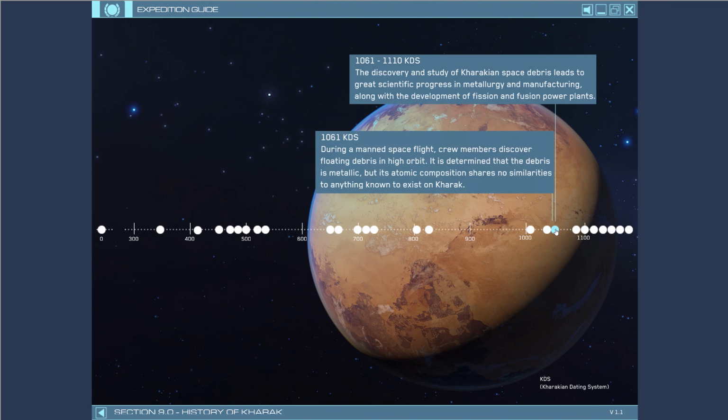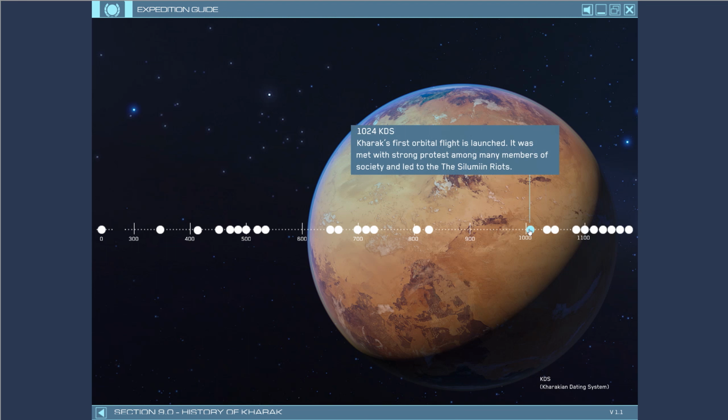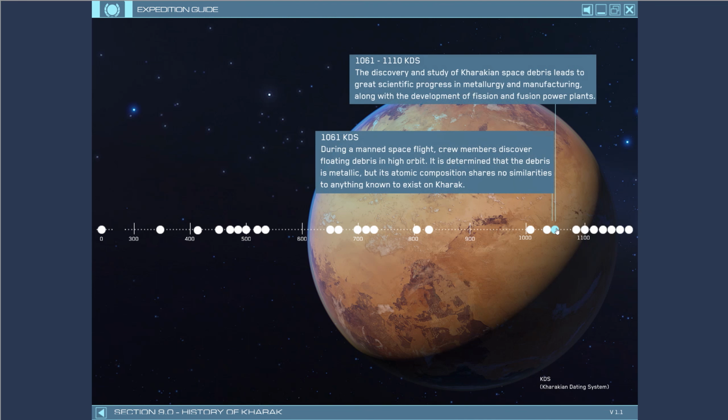In 1061, during a manned spaceflight, crew members discover floating debris in high orbit. It is determined that the debris is metallic, but its atomic composition bears no similarities to anything known to exist on Kharak. From 1061 to 1110 KDS, the discovery and study of Kharakian space debris leads to great scientific progress in metallurgy and manufacturing, along with the development of fission and fusion power plants. Alright, so they have nuclear power now. So basically, in a very short span from 1024 to 1061, right, the Kharakians have a fledgling space program and nuclear power. Very good.